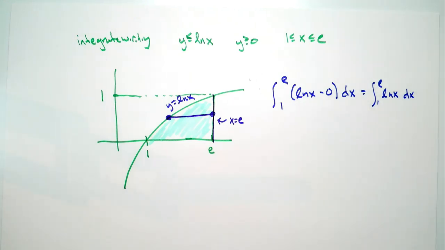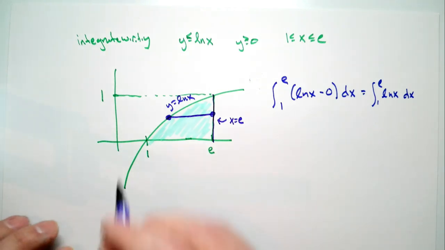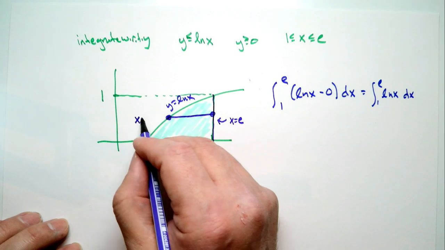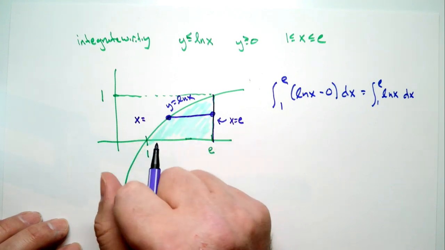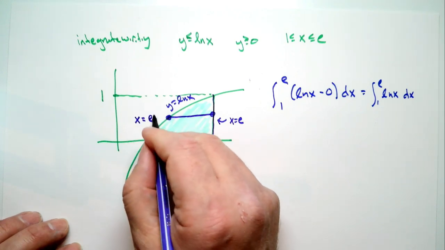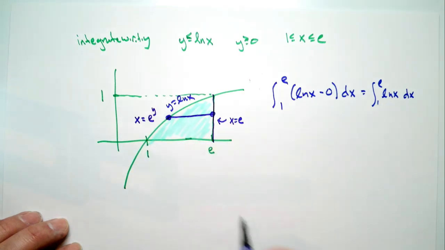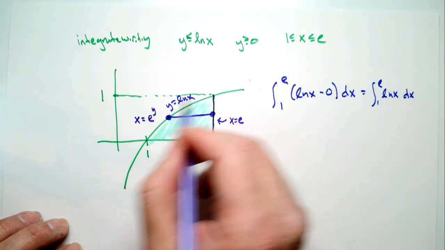How can I translate this? Well, what I need to do is I need to say, what is x as a function of y? So I need to solve for x. So if I have y equals natural log x, what is x? What's the inverse function of natural log? It's the exponential function, e to the y. So what would we do?